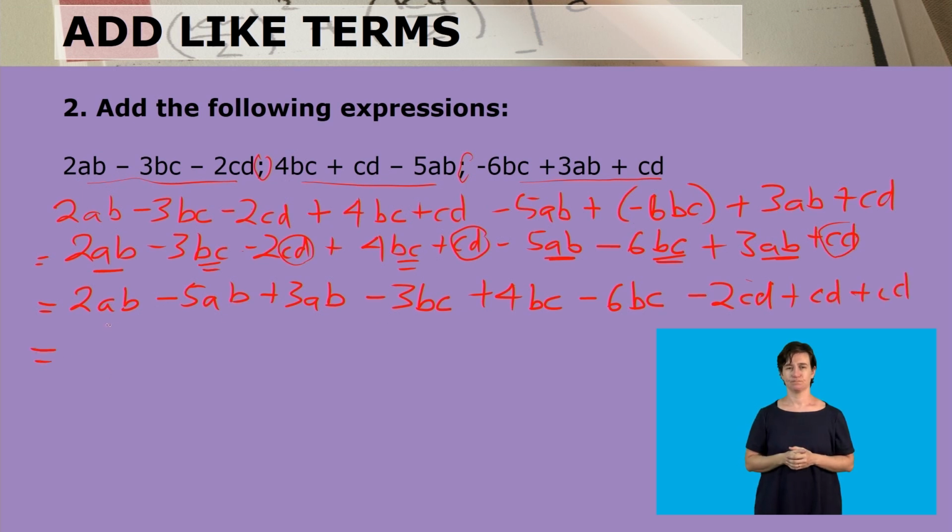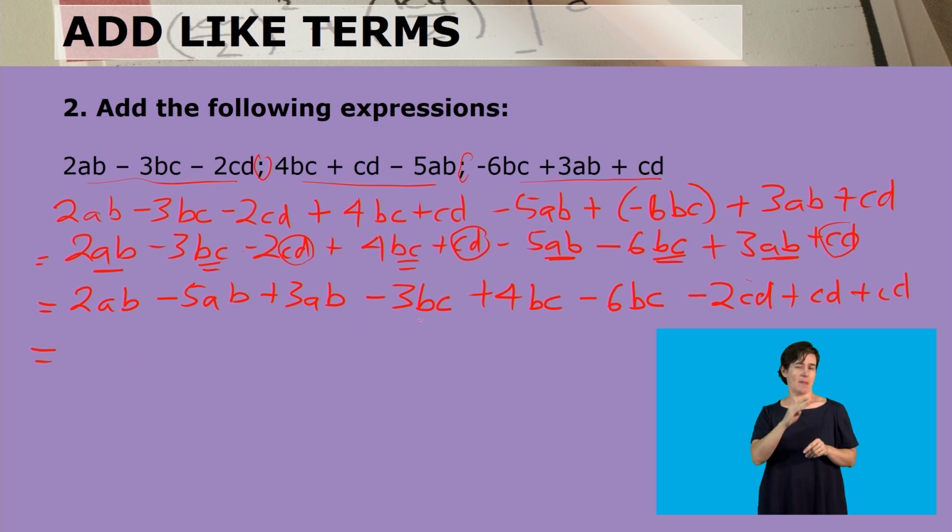Now let's deal with these ones that are common. AB, 2 minus 5 plus 3. That would give us 2 minus 5 is negative 3. Negative 3 plus 3 is 0. So there will be no AB.